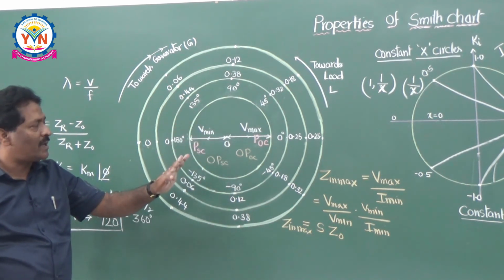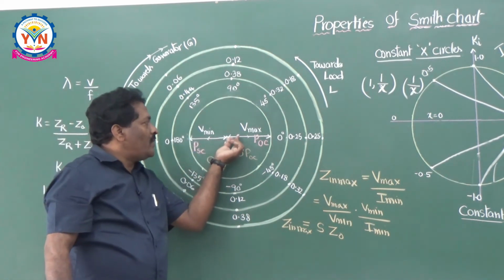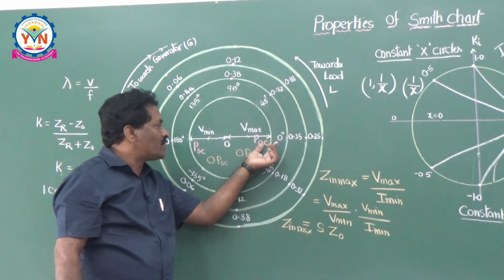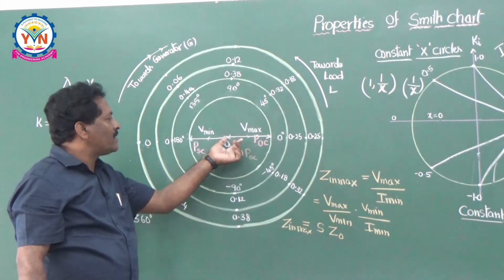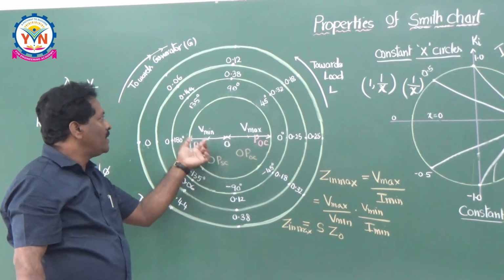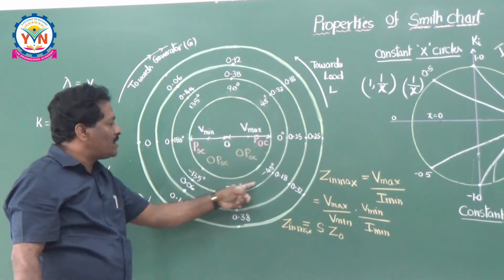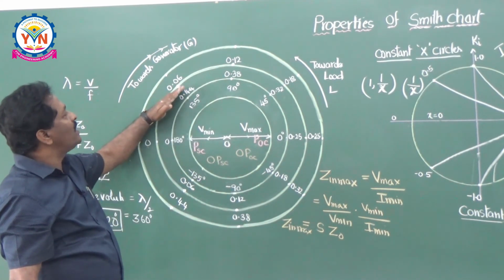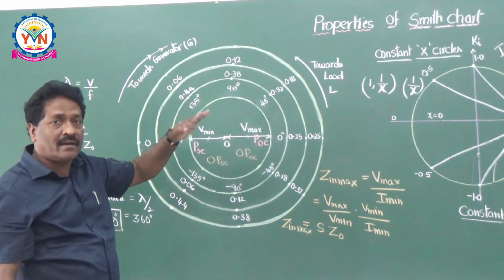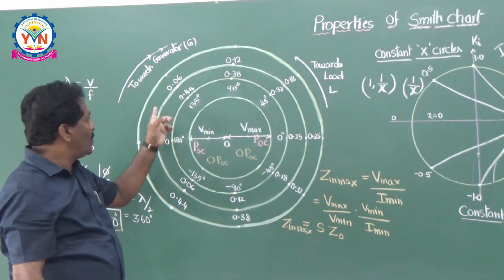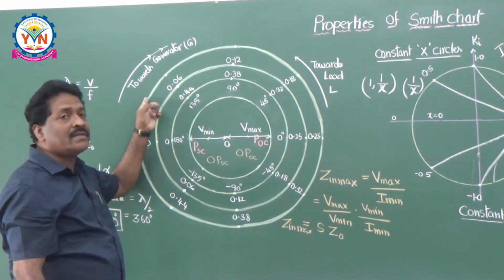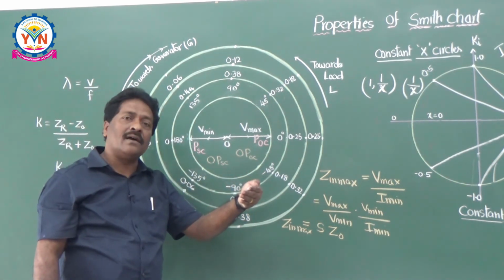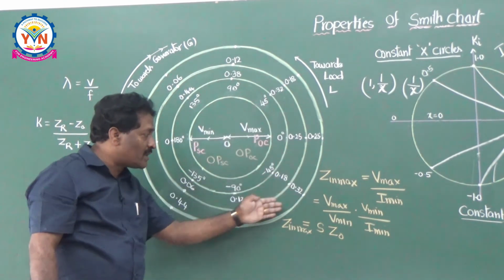Very simple. Once again I am telling you, V maximum occurs on OPOC, and V minimum occurs from O to PSC. This is the protractor, which tells about the phase angle of your reflection coefficient, and the other 2 scales tell about the distance on the transmission line from the load and from the generator. So in order to get ready-made information on the chart, he has provided many scales around this periphery.